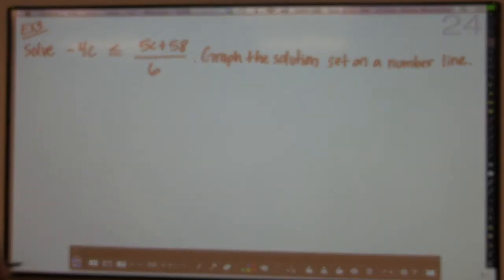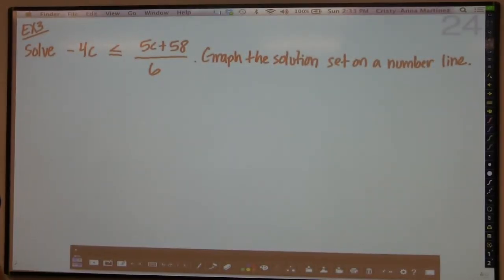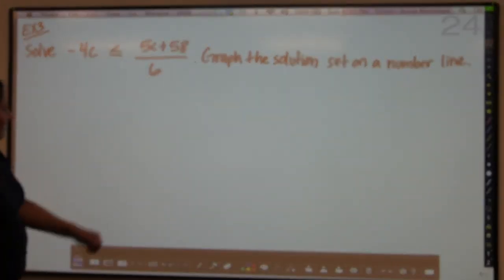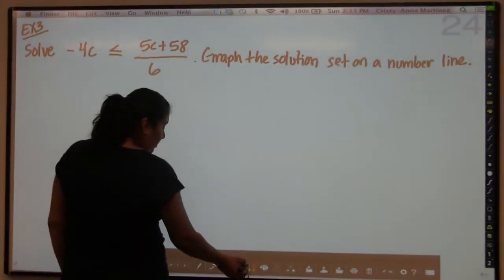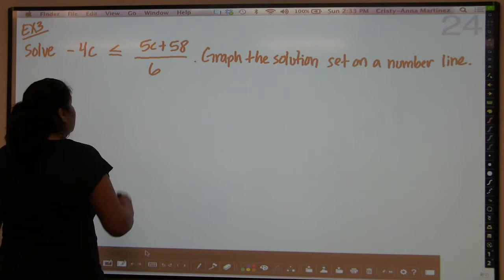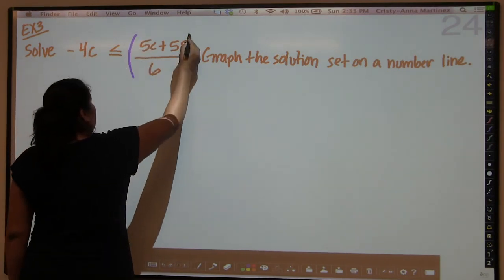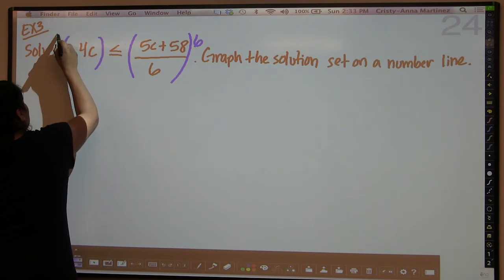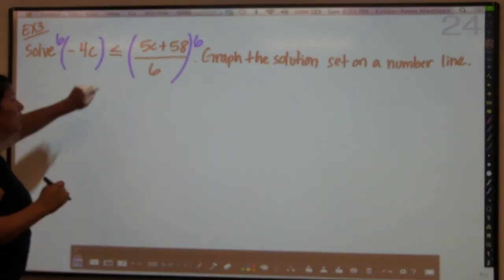Example 3 is a multi-step inequality. We have more than one step involved. The first few we only had one step involved. So these are the ones that are more fun, if you will, okay? And I'm pretty sure that right now you're freaking out because you see that crazy fraction right there. But have no fear, we will get rid of said crazy fraction very easily by multiplying both sides by a positive 6. Now, you will notice that this is negative 4c.